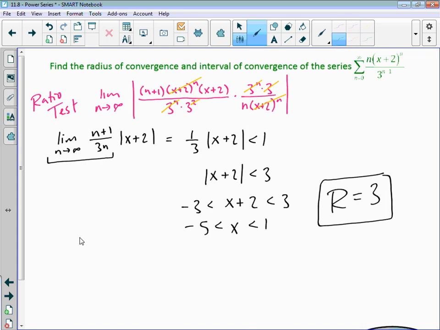So let's test -5. Let's do it together here. Okay, so if I plug -5 in for x, this turns into -3 to the n. So let's just write it out. We'll put it in the series in a minute. So we've got -3 to the n. And then down here, it's just 3 to the n plus 1.